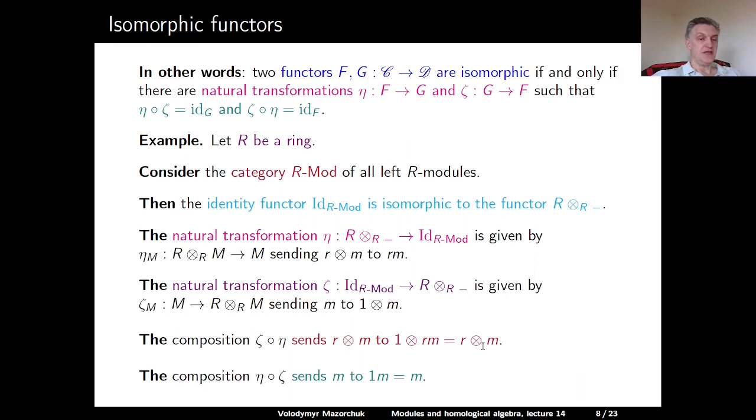And the composition of eta after zeta sends m to 1 times m, and this is equal to m by the action axioms. So this shows that the composition of these natural transformations in both directions gives us the identity natural transformation on the corresponding functor, which indeed shows that the functor of tensoring with R over R is isomorphic to the identity functor on the category of all R modules.